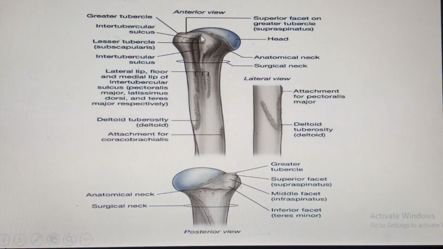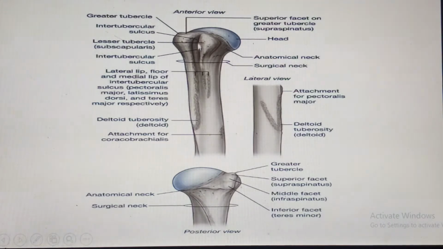Now, one other thing is that in between these two tubercles, the greater tubercle and the lesser tubercle, there is a groove. And this groove is known as the intertubercular groove or intertubercular sulcus. This name has another name given to it, which we call the bicipital sulcus. The reason we call it the bicipital sulcus is that the tendon of the long head of the biceps brachii muscle, together with the tendon sheath, will run through this groove. So that is why we also call this groove the bicipital groove or bicipital sulcus.